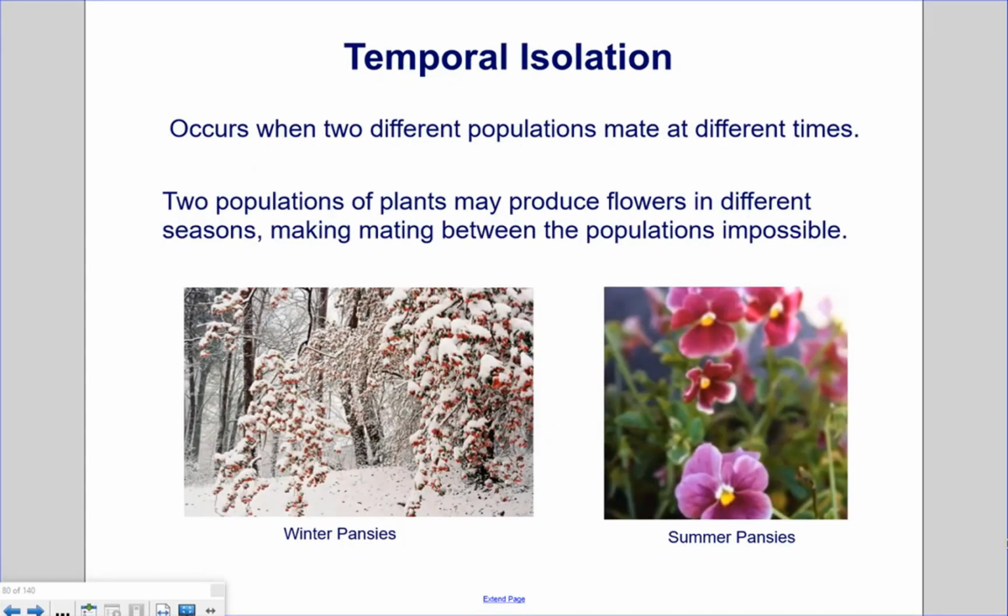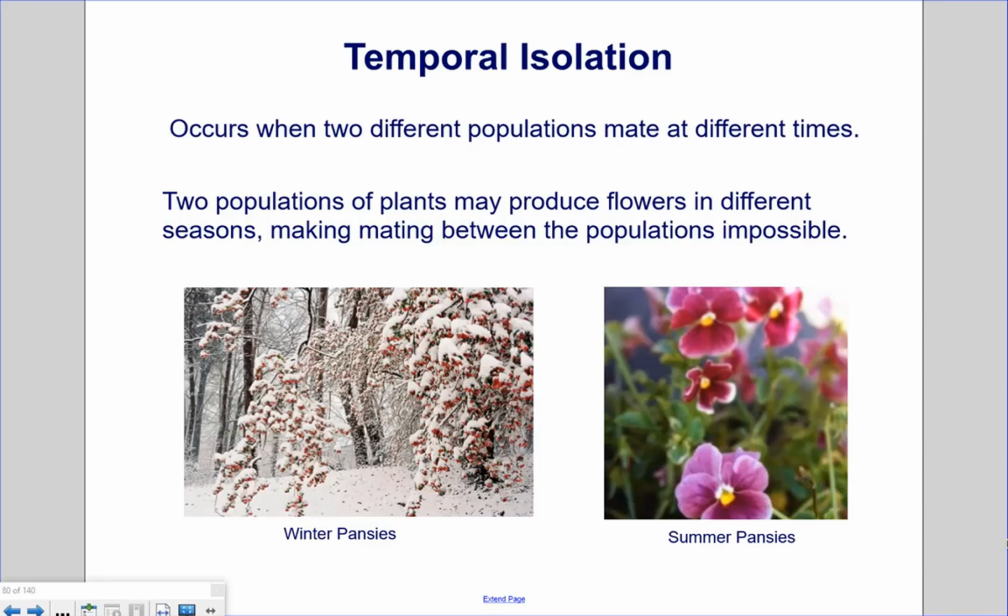Temporal isolation. This occurs when two different populations mate at different times. Two populations of plants may produce flowers in different seasons, making mating between the populations impossible. For example, the winter pansies flower during the winter, and the summer pansies flower during the summer.